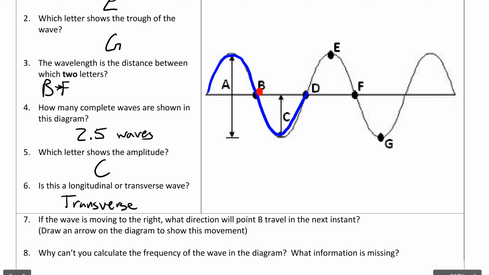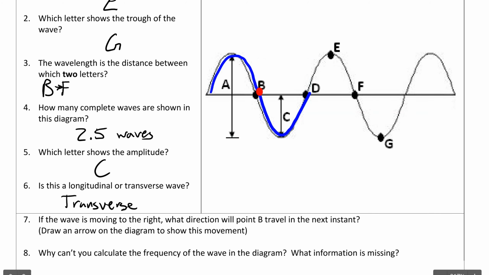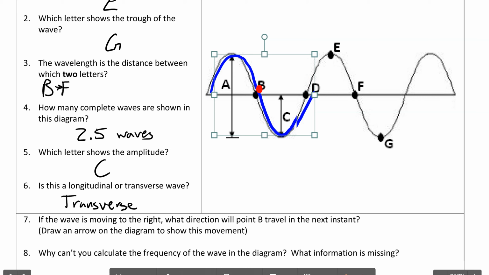I'm going to try to move. Let's see if I can do this. Okay, so the wave is moving to the right. What direction is B going to be forced to go? So let's slow. If I move it to the right, as I move it to the right, point B has to go... It's like following. I have to do it piecemeal here.